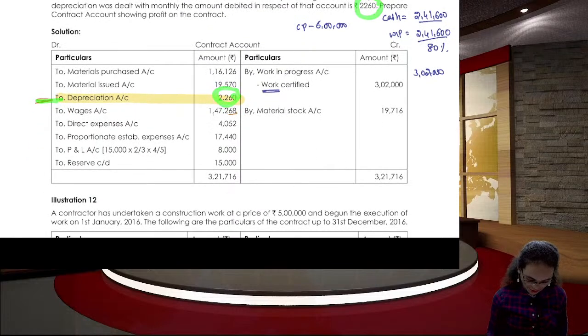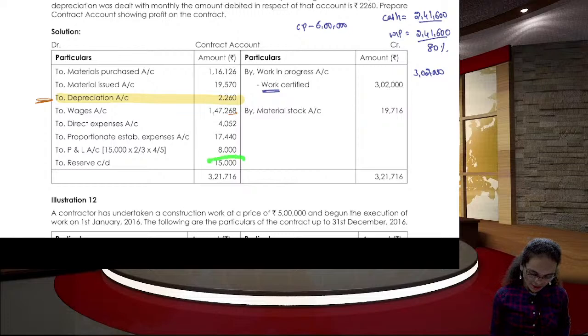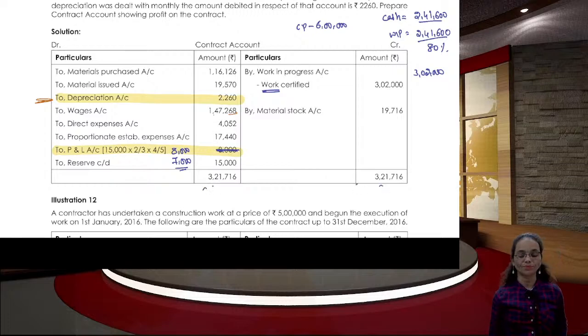So what is the information left over? You got proportionate expenses from the question itself: direct expenses, direct wages, depreciation, material used and material purchased. Work in progress you also got, and material stock you also got. So this is a balancing figure. See, actually this information is wrongly mentioned here. This should be written on the inner side. P&L 8,000 and the remaining 7,000 to the reserve, but here it is mentioned wrongly. If you remove this 8,000 rupees, you will get this balancing figure.